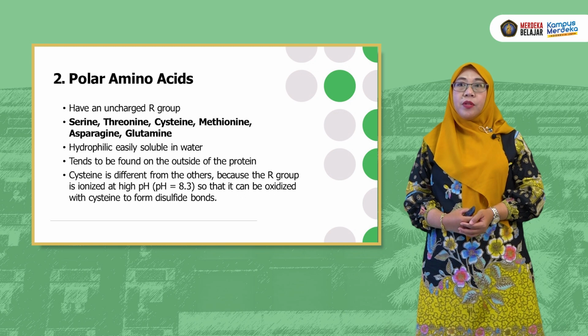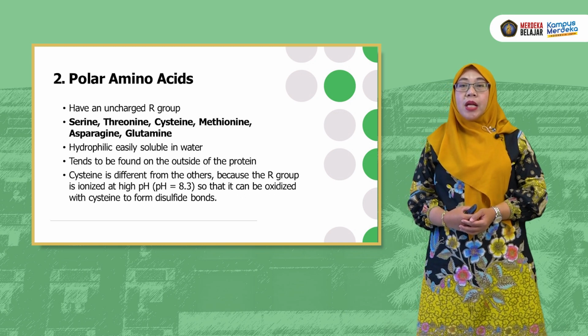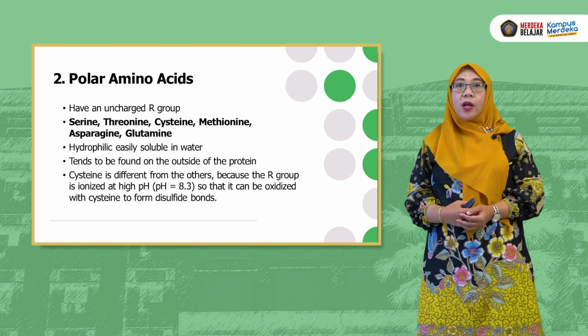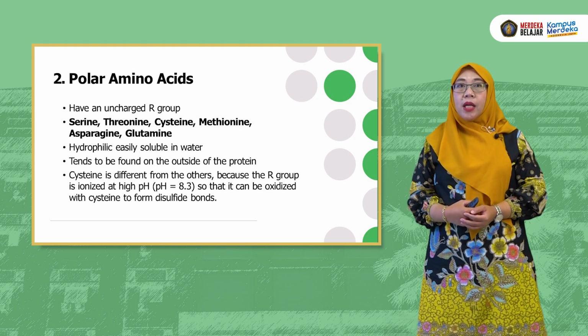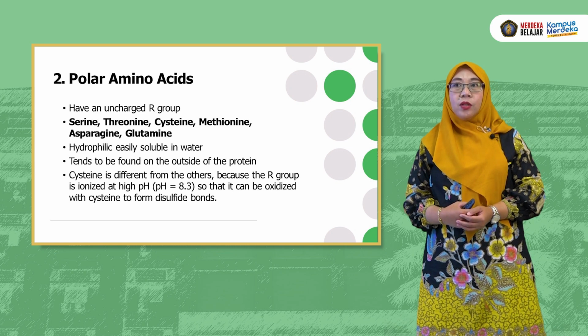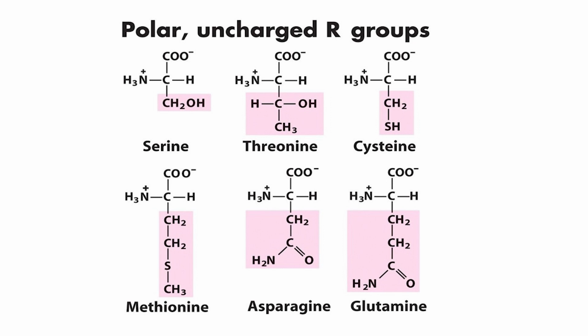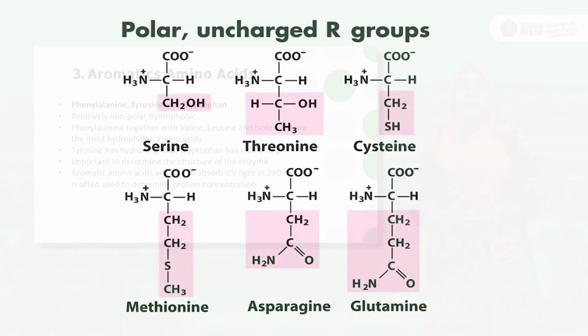Cysteine is different from other amino acids in this group, since the R group is ionized at high pH, at around 8.3, so that it can be oxidized with another cysteine to form disulfide bonds. These are the molecular structures of polar amino acids. Methionine and cysteine are polar amino acids that have sulfur atoms. Asparagine and glutamine have amino groups in their side chains, and threonine has a hydroxyl group.